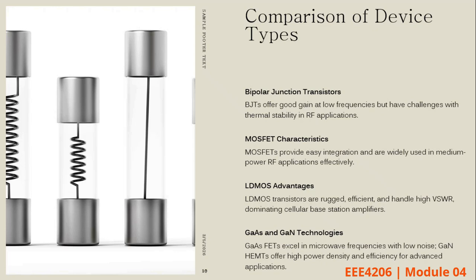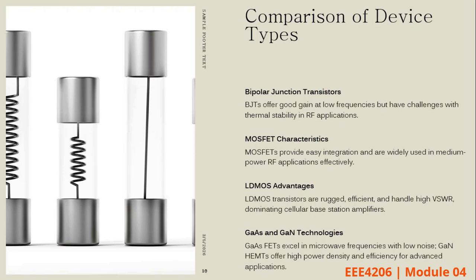BJTs. So, the advanced one is the MOSFET. And this provides easy integration, and they are also widely used in medium power RF applications with good efficiency. So, these are the middle range category of amplifier. Not extremely low frequencies, but at medium frequencies, you can use these MOSFETs. And then for higher frequencies, we have these LDMOS transistors that you can better look at.